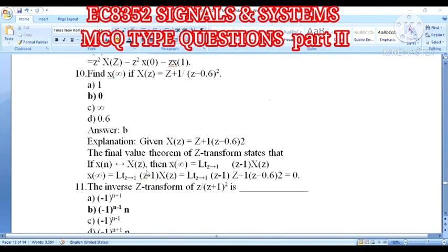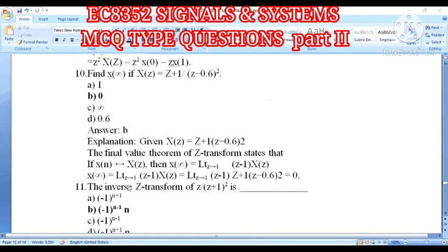So you do it in your notebook and you solve it, you can get this answer. The final value theorem of Z transform satisfies this condition: x of infinity equals limit z tends to 1, z minus 1 into x of z. Okay, this is the final value theorem.